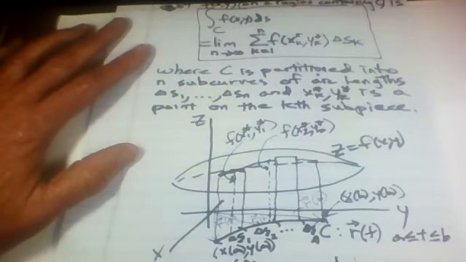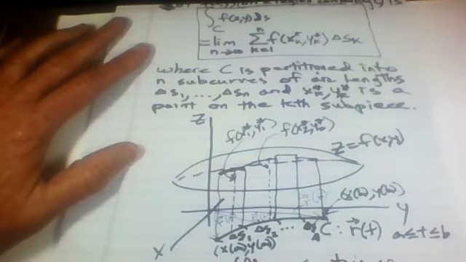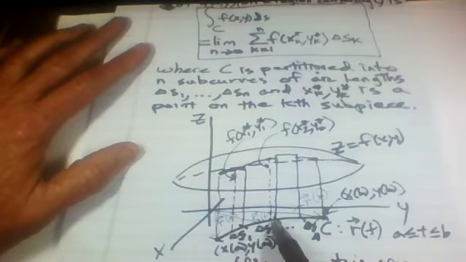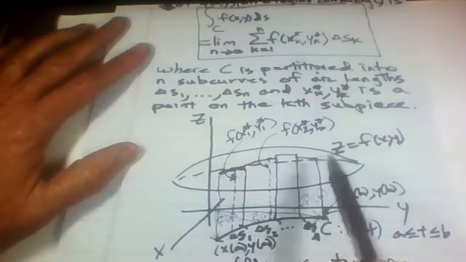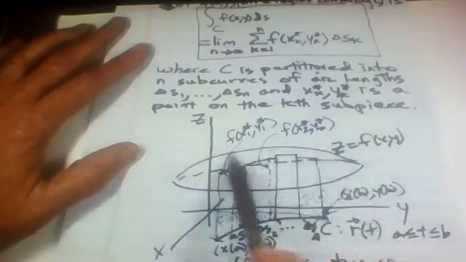Just like before, r of t is a vector valued function at the origin, whose terminal point sweeps out the curve. Now, I break the curve into n subintervals of lengths delta S1, delta S2, down to delta Sn. And then I have this surface over the top, z equals f of x, y.